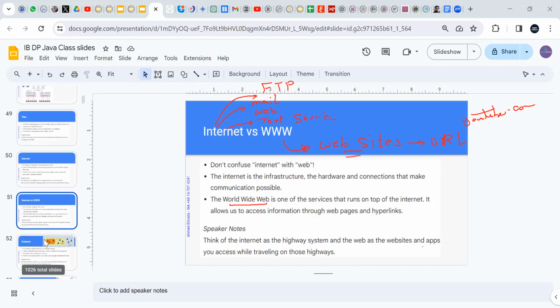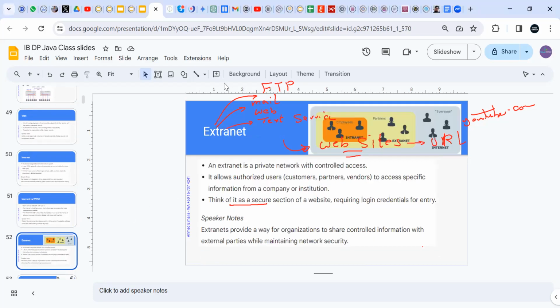Yes. Okay. So what is an extranet? An extranet is a private network.